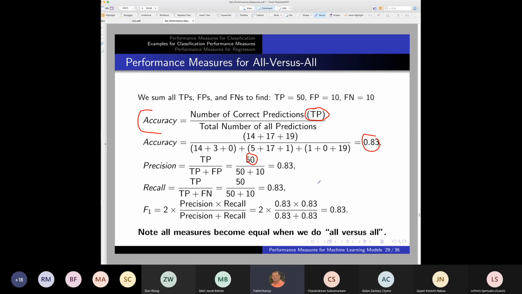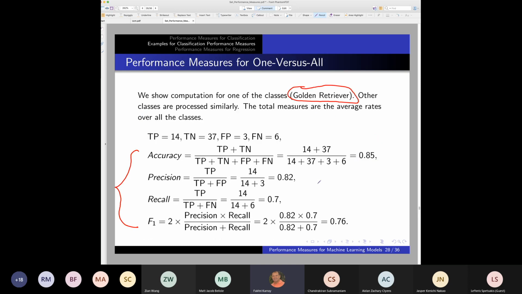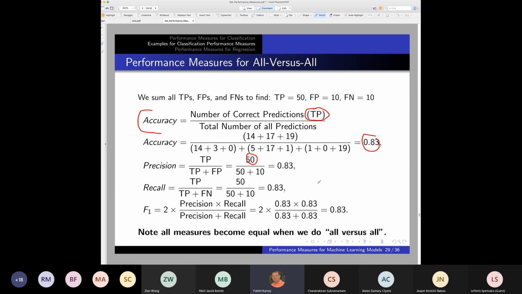So if I ask you in an example to compute for me the accuracy or precision or recall or F1 measure, do not waste your time for all versus all. Accuracy is equal to precision is equal to recall is equal to F1 measure. And that's the end of it. For one versus all, you have to compute each one on its own. That's more time consuming. Okay, so this is basically what I wanted to share with you here for the performance measure for the classifier.